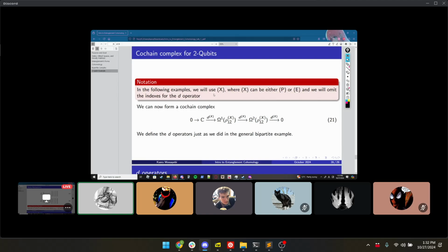So now, when we actually construct the cochain complex, I'm going to be kind of lazy and just use X as a placeholder for either P or E. So we know that the cochain complex for a bipartite example is going to look like this, right? And whether it's entangled or not, we know that these D maps are going to be exactly the same as from the bipartite example, just where we plug in what our support projection operators are.